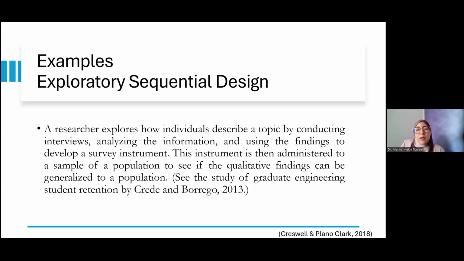So this student is doing the research now, and she formulated, as I said, a questionnaire later on to understand the idea. Here, we could refer also to the study of graduate engineering students in 2013 to understand this type of design.